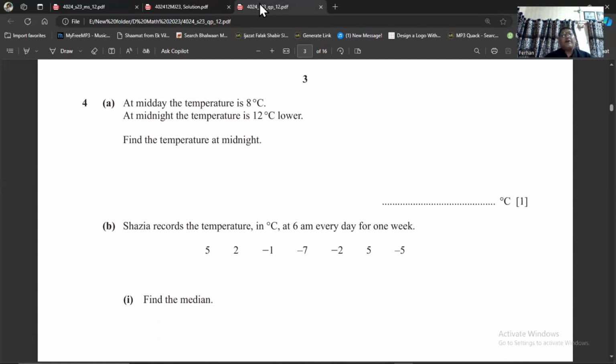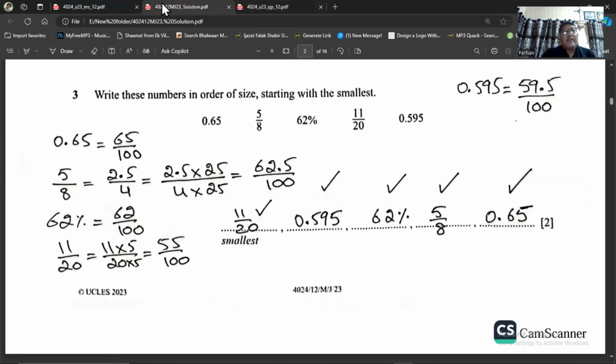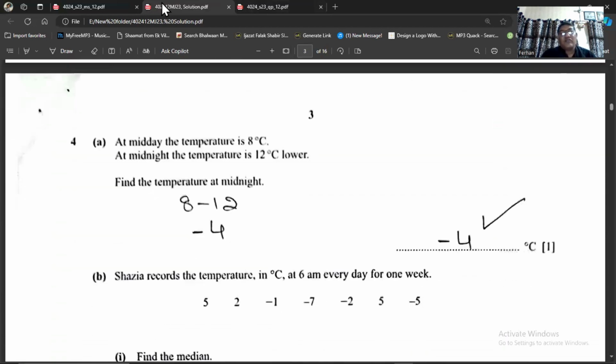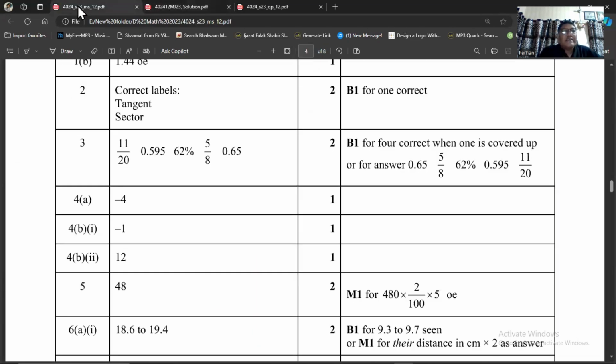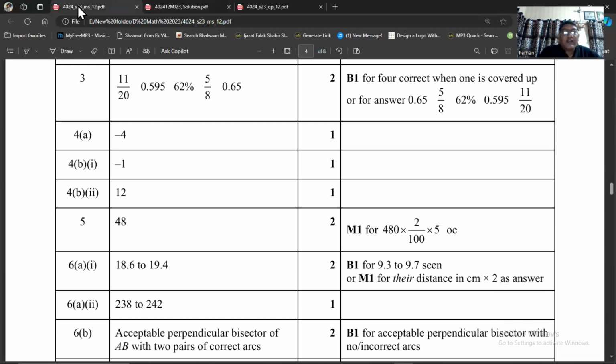At midday, the temperature is 8 degrees centigrade. At midnight, the temperature is 12 degrees lower. Find the temperature at midnight. So 8 minus 12. Here comes the solution. 8 minus 12 will be minus 4. So at midnight, the temperature will be minus 4 degrees centigrade. Let's have a look at the answer. Minus 4 is the right answer.